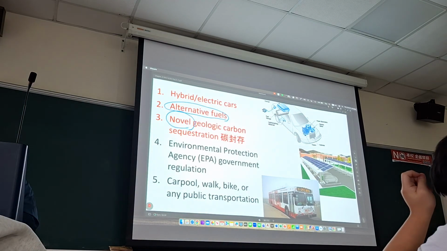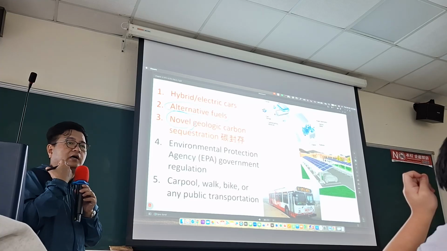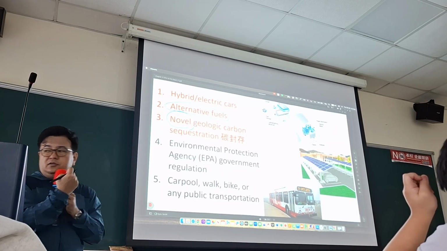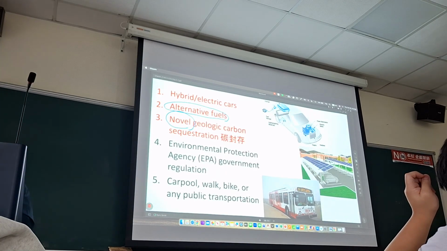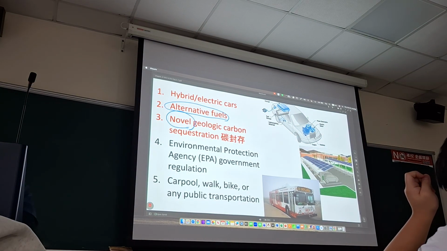And I think this is a hot topic. Some of the professors in our lab are also doing this: carbon sequestration.